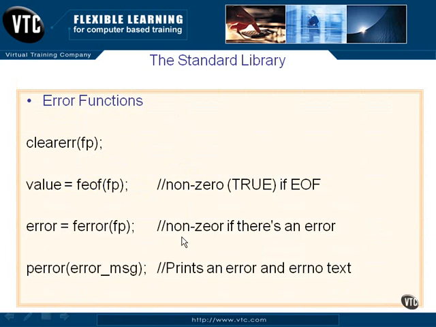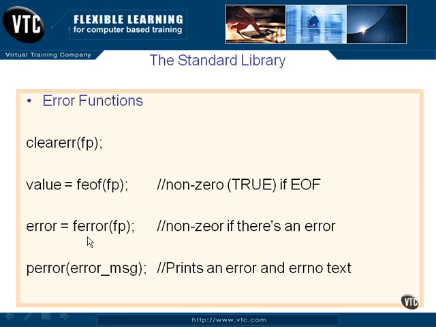Here are the error functions, and we have clearerr on a file pointer. We'll clear the last ferror after we've taken care of the problem. Here we can get a test of end of file, feof. If we have hit the end of file on the file pointer, this will return non-zero or true. If we are not yet at end of file, that will be false. So we can say if feof of a file pointer.